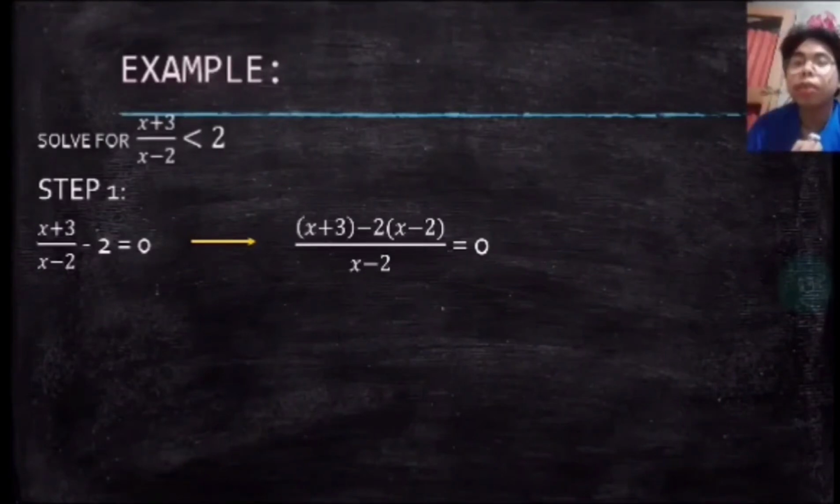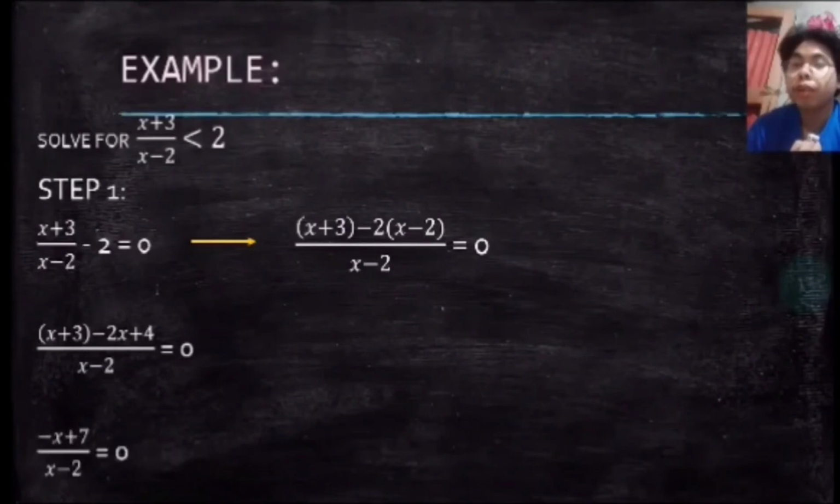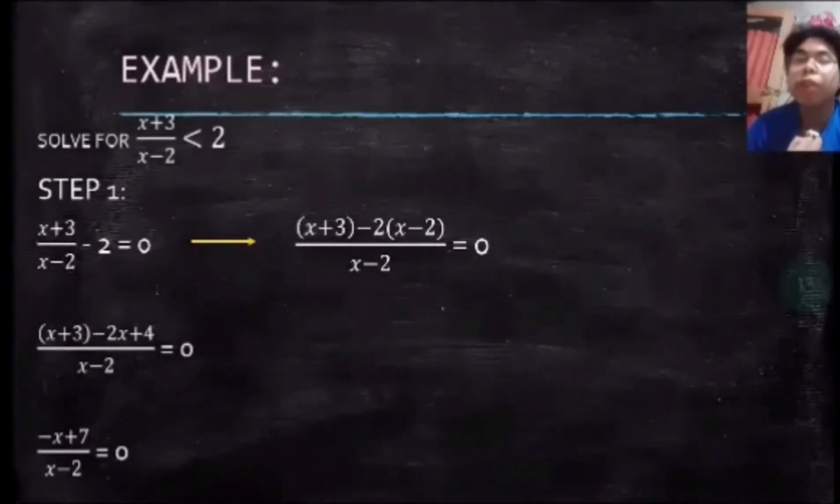Next is multiply the LCD to negative 2 and we'll have a result of a numerator of the quantity x plus 3 times negative 2 times the quantity x minus 2 equals 0. Next, in order to simplify, we'll distribute negative 2 to the quantity x minus 2. So we will have a numerator of x plus 3 minus 2x plus 4 over x minus 2 equals 0. To simplify more, we'll combine like terms. x minus 2x equals negative x. Positive 3 plus 4 is 7. So we'll have a numerator of negative x plus 7 over x minus 2 equals 0.